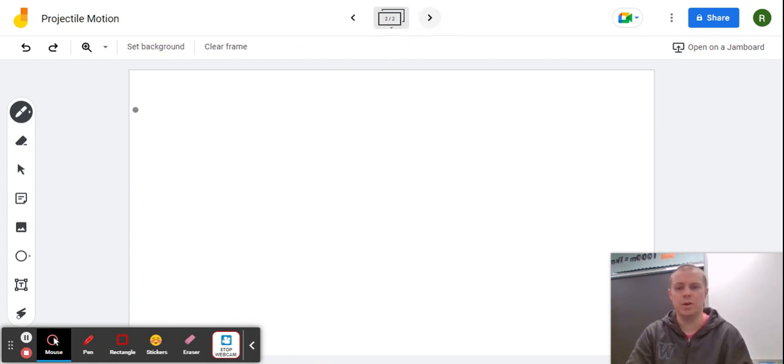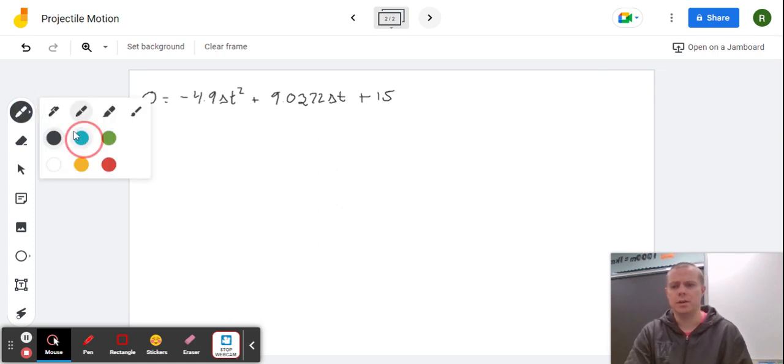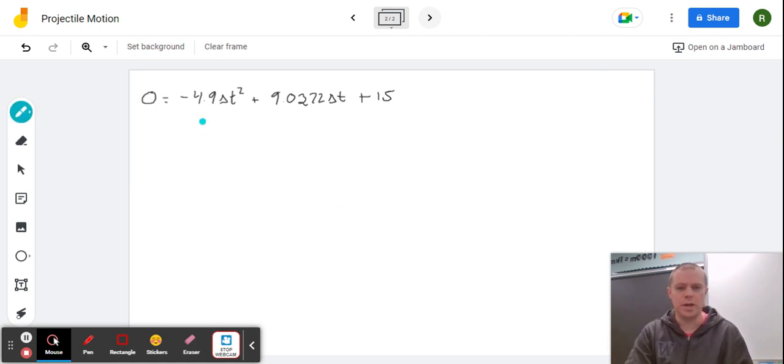We can rearrange that equation to get 0 equals negative 4.9 delta t squared plus 9.0272 delta t plus 15, right? When you take the negative 15 and bring it over to the right, it becomes positive. If we were to plug this into the quadratic equation, this would be A, B, and C. So you can use the quadratic equation there to find the answer.